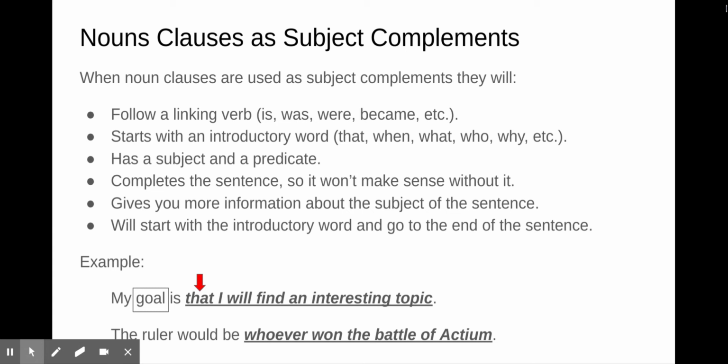Let's look at the second one. The ruler would be whoever won the Battle of Actium. So where is our linking verb? You should say would be. What is our introductory word? Hopefully you said whoever. And whoever won the Battle of Actium is talking about the subject, which is ruler. So as you can see, these are fairly easy to find. Find the linking verb, find the introductory word, and go to the end of the sentence. Include that subject, that predicate, and any modifiers that are a part of that clause.